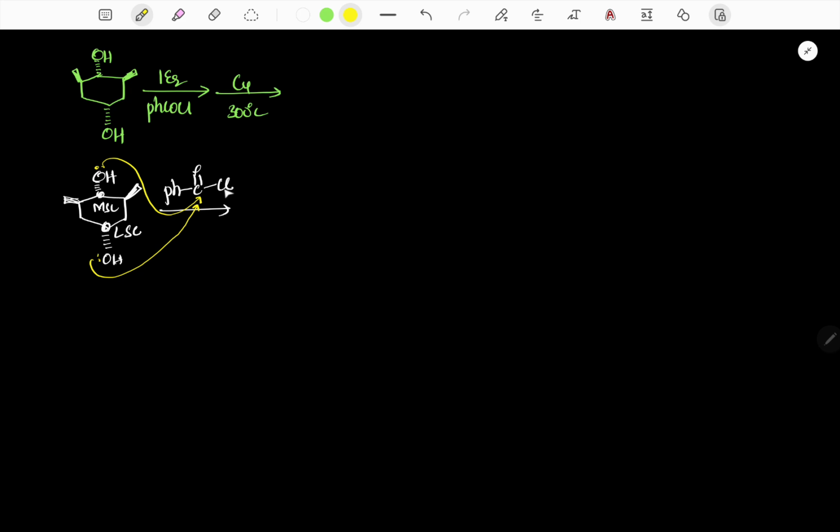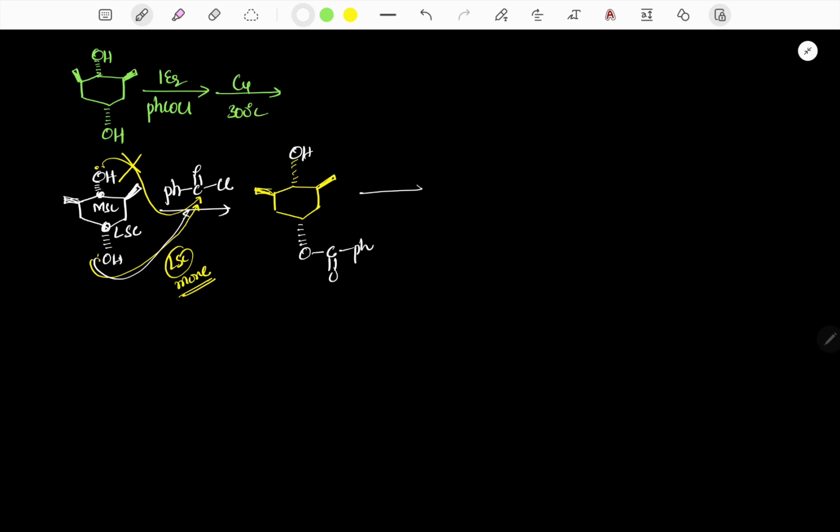When it is the case, the RCO leaving group is reacting with two different alcohols, and here less steric factor means more reactive. Therefore, we have to consider this SN2 and we should not consider this SN2. And the corresponding product is above the plane, below the plane, OCOPh. Sorry, less sterically hindered, this one. Therefore, below the plane, OCOPh.